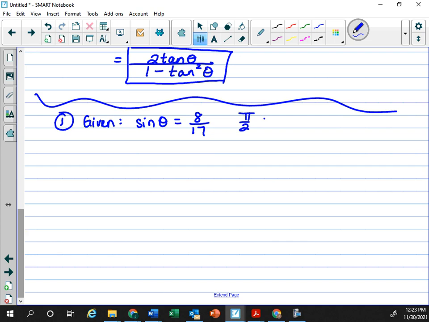Pi over 2 is less than theta, it's less than pi. We are going to find cosine of 2 theta and sine of 2 theta. All right, so I'll let you jot that down.